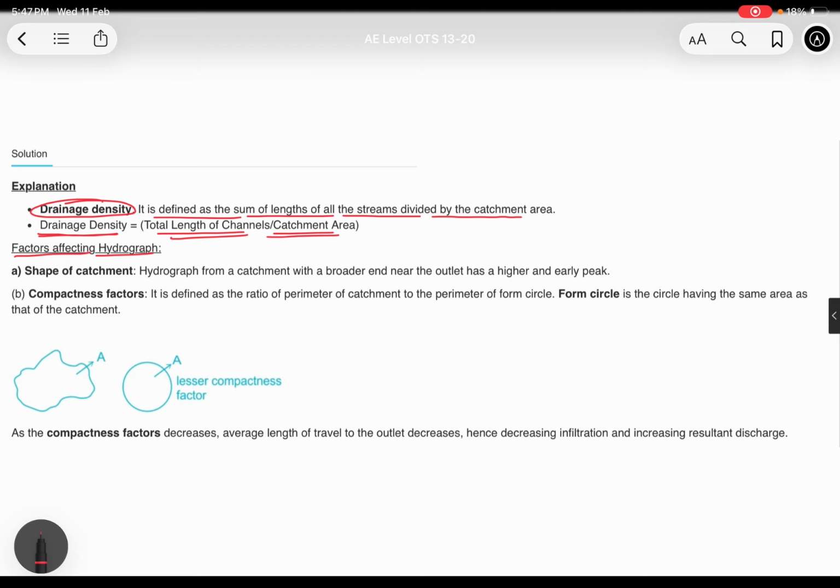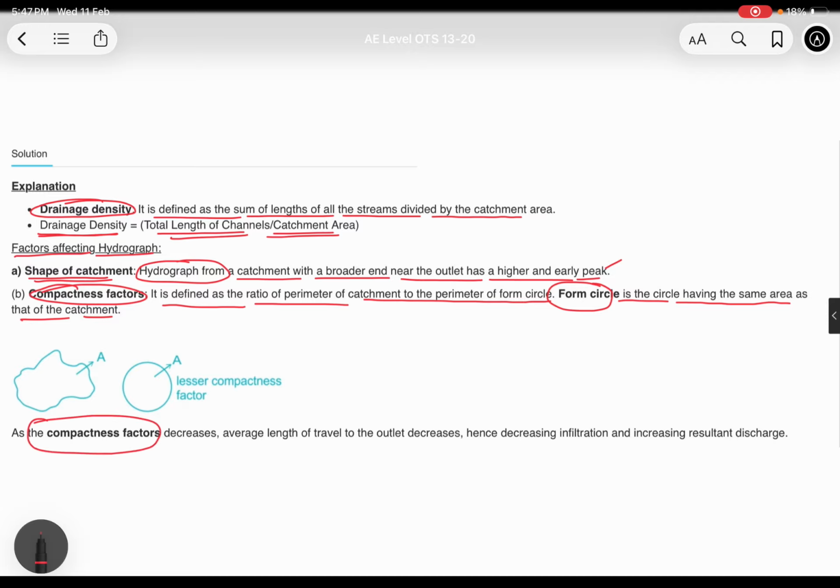Factors affecting the hydrograph: the shape of catchment. Hydrograph from a catchment with a broader end near the outlet has a higher and earlier peak. Compactness factor is defined as the ratio of the perimeter of the catchment to the perimeter of the form circle. Form circle is the circle having the same area as that of the catchment. As the compactness factor decreases, average length of travel to the outlet decreases, hence infiltration decreases and resultant discharge increases.